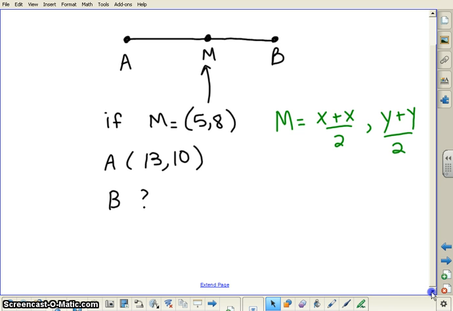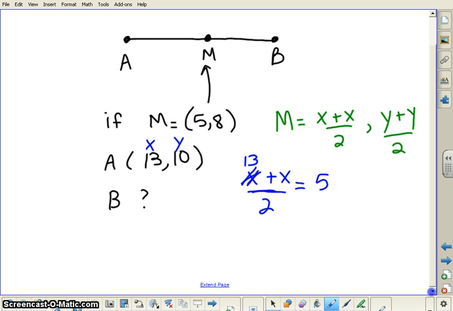Okay, so since I know what the midpoint is, and I know what the coordinates x and y are on one of my endpoints, I'm just going to work backwards from there. So x plus x divided by 2 is supposed to give me what number? Where's the midpoint? At (5, 8), and the x coordinate is 5. So x plus x divided by 2 is supposed to give me 5. So one of the x's I know is 13.